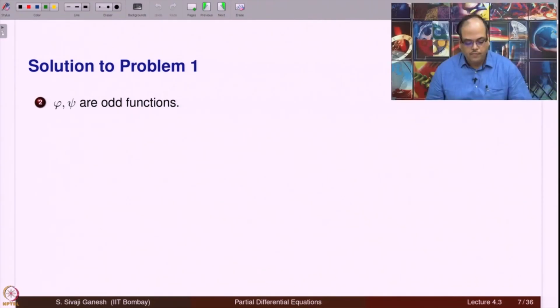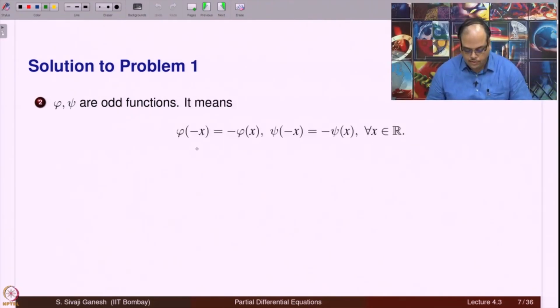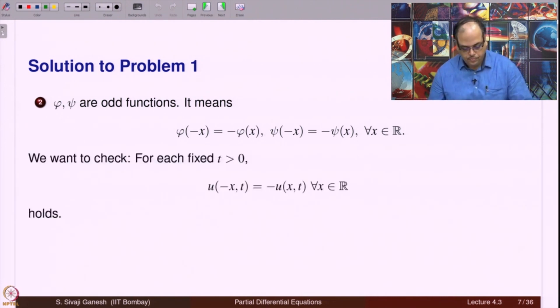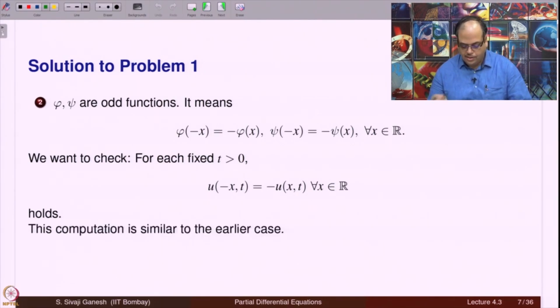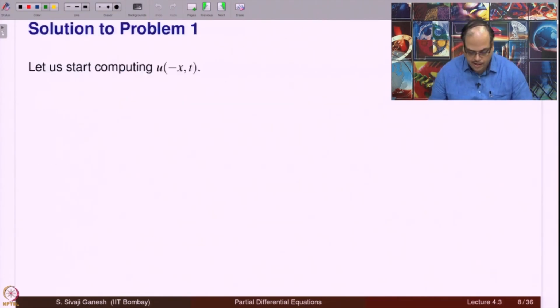If the data is odd functions, phi and psi are odd functions, we want to show that u is an odd function. Odd function means what? Odd about 0. Phi of minus x equals minus phi of x, psi of minus x equals minus psi of x holds for every x in R. We want to check that u of minus x comma t equals minus u of x comma t holds for every x in R. The computations are exactly similar to the earlier case.